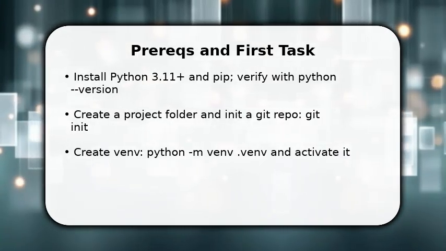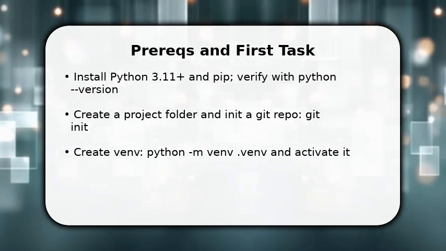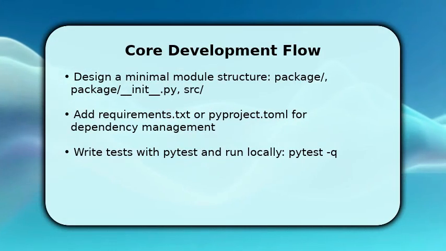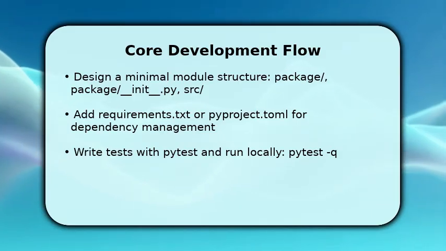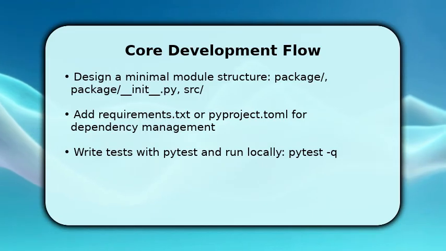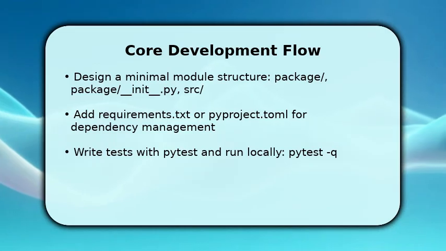Now you're ready to add your first source file and a basic README to describe the project. You should organize code under a clear package structure and prefer a src or package layout so imports stay predictable. Once done, declare dependencies in pyproject.toml or requirements.txt so builds are reproducible. Use pip install -r requirements.txt or pip install . to validate.